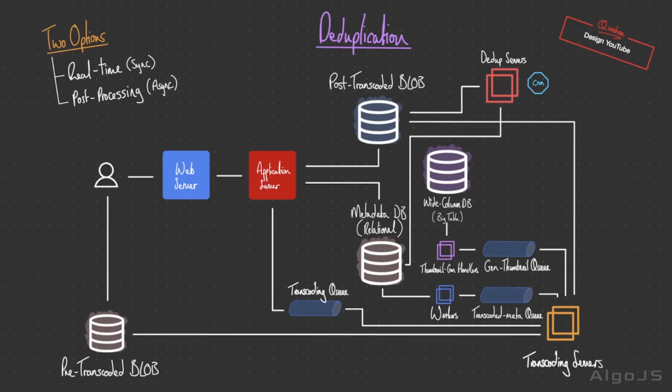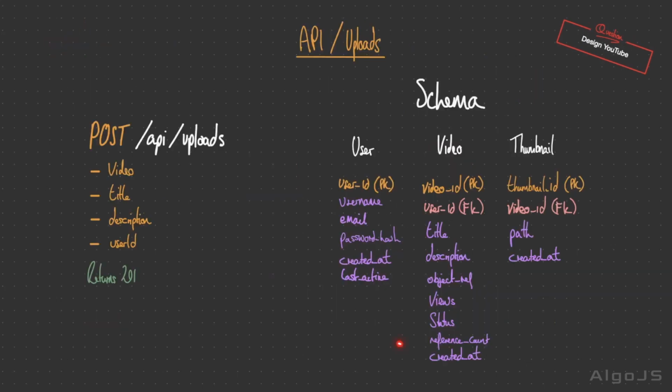Now you may be thinking, what happens if the original video is deleted? Then all copies referencing that video would also be deleted. Well, here is where the reference count in our video table comes in. Remember this value right here.